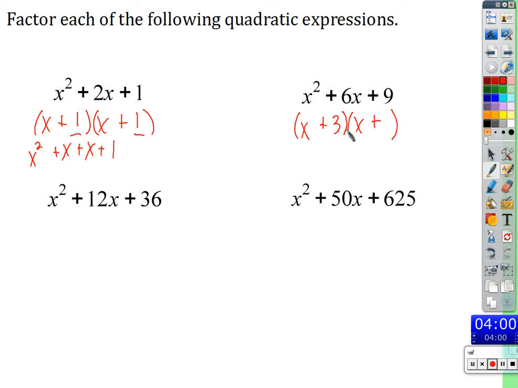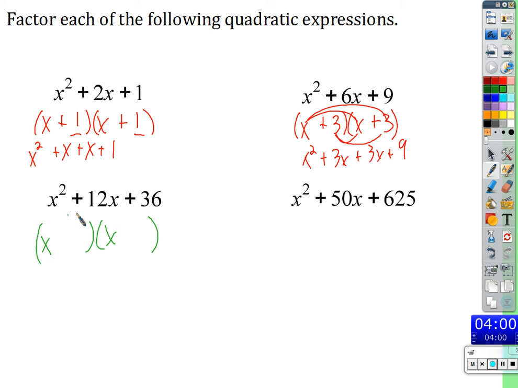3 times 3. 3 times 3 is 9. You get x squared plus 3x. Right, you get the x squared. x squared plus 3x plus 3x plus 9. x squared plus, we put those together, get 6x plus 9. Come down here. Change color.